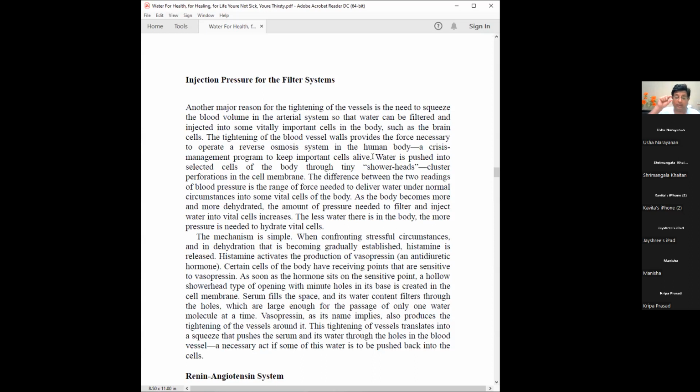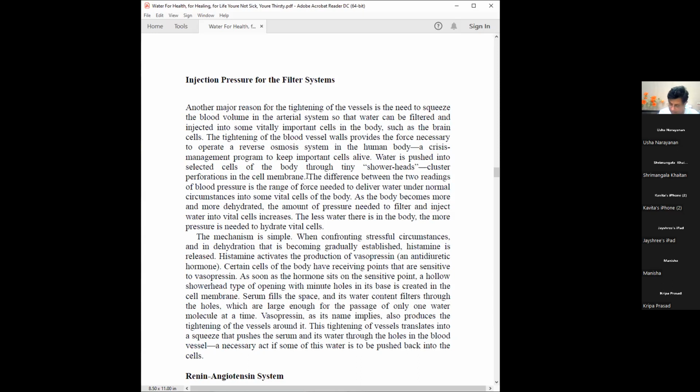So this is something that we read in the previous chapter, in this chapter only, vasopressin, right? The chemical connects into a valve in the skin of the cell, and then that causes the shower head to form, which allows the water to go into the cell. Difference between the two readings of blood pressure is the range of force needed to deliver water under normal circumstances into some vital cells of the body.